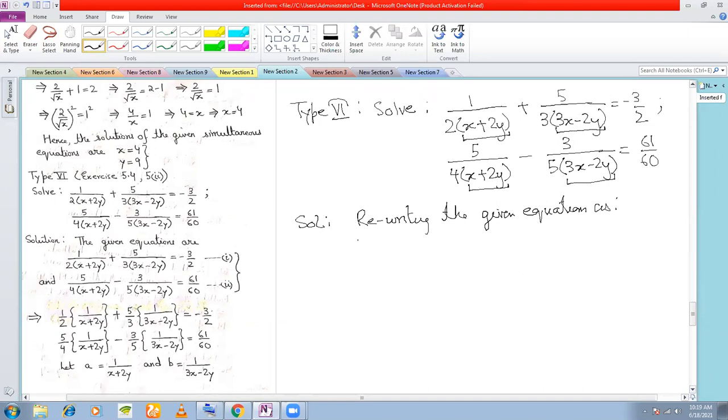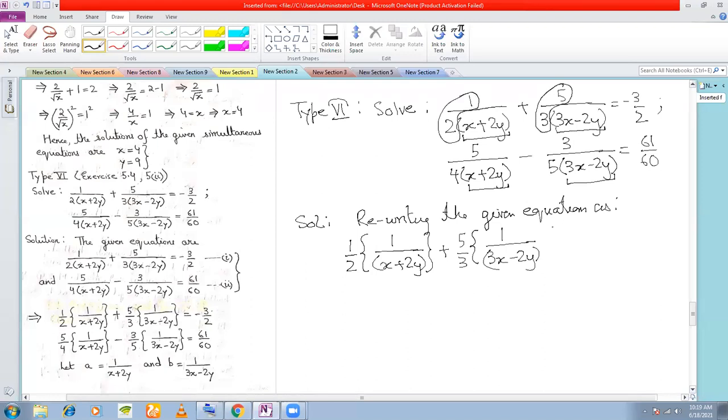First one, you write as half times 1 by (x + 2y) plus 5 by 3, times 1 by (3x - 2y). In fact, what we are doing here is taking this part out and this part out. We are only keeping 1 by (x + 2y) and 1 by (3x - 2y).